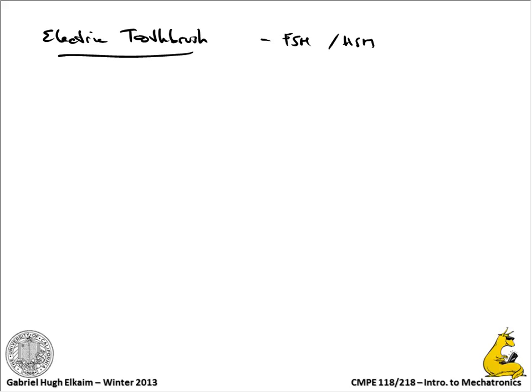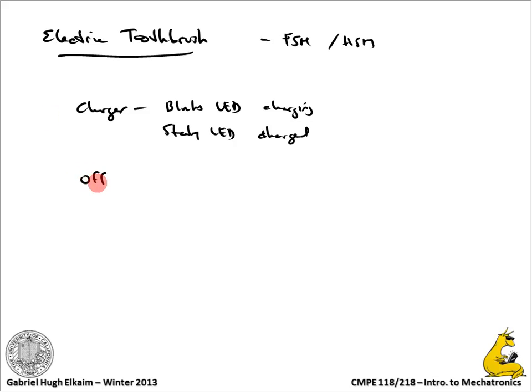All right, so the basic idea of the toothbrush is it does a couple of things. When it's in the charger, it blinks the LED when it's charging, and it's a steady on when it's charged. If you ever put it in the charger, even if it's running, it immediately shuts down and goes into charging mode or charged mode, whichever it happens to be. When you pull it out of the charger, it's just off. It does nothing. So nominally it's off.